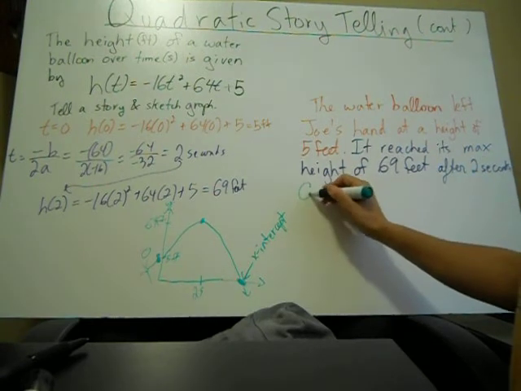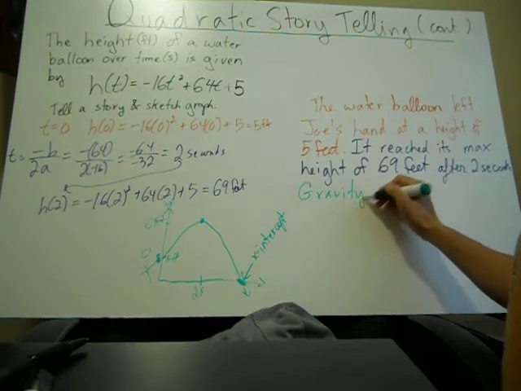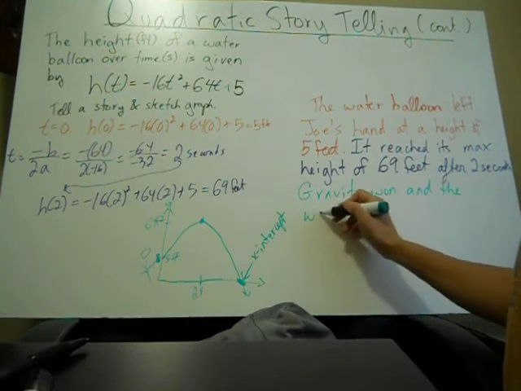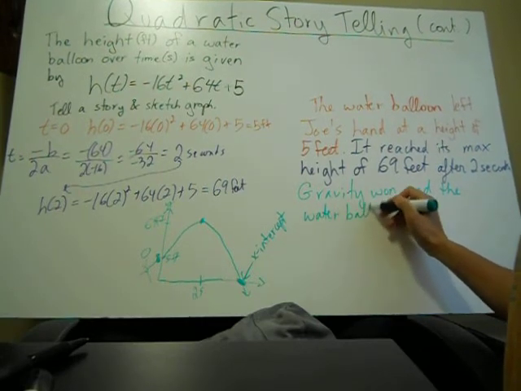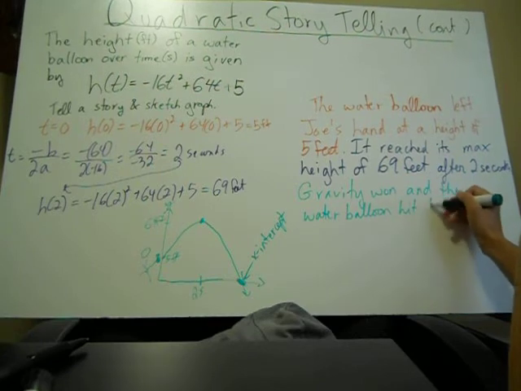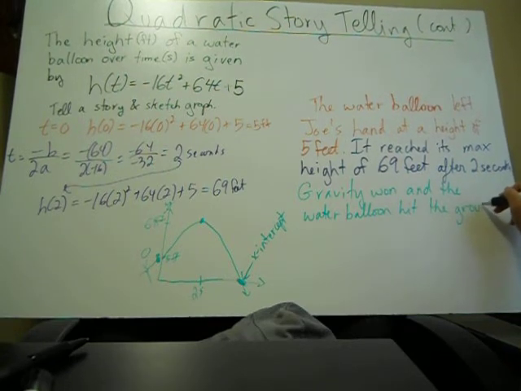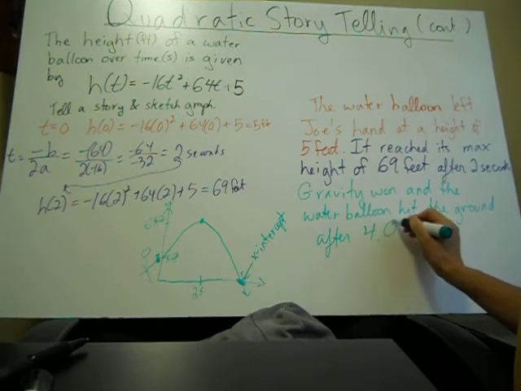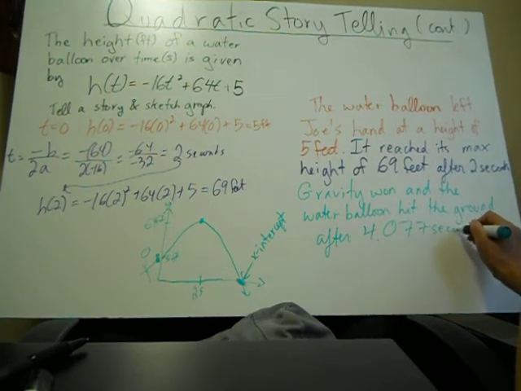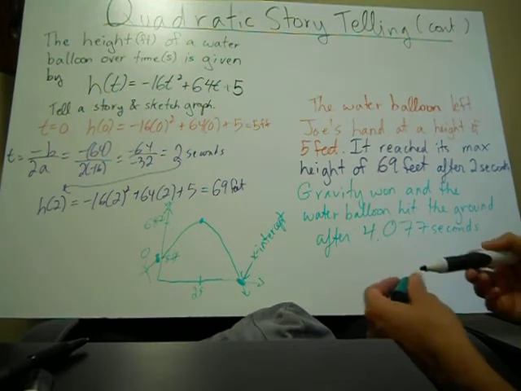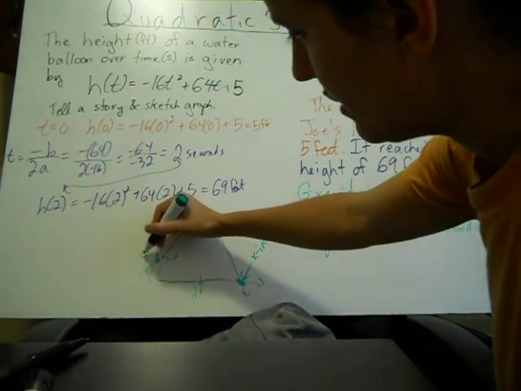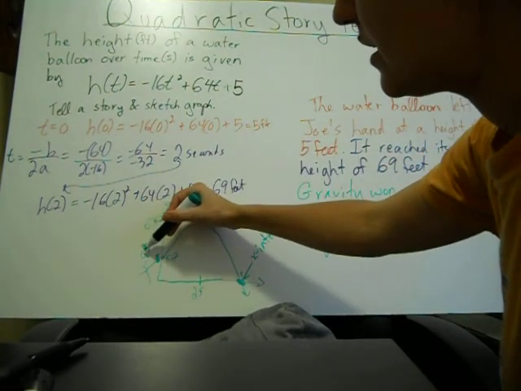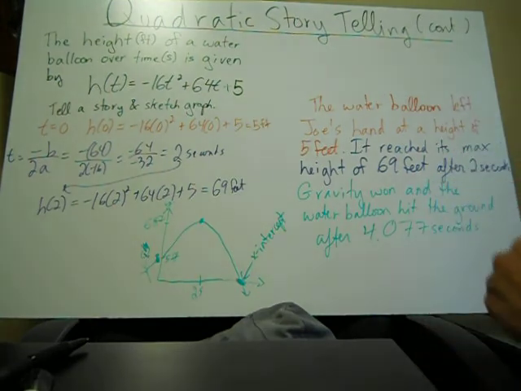So gravity wins, and the water balloon hit the ground after 4.077 seconds. Okay, great. And Joe's happy because he survived the problem, and his water balloon also was fun to throw.